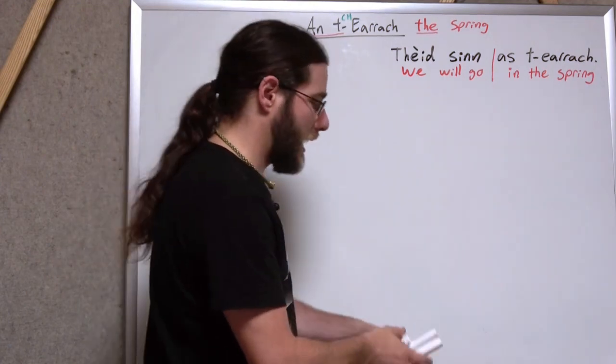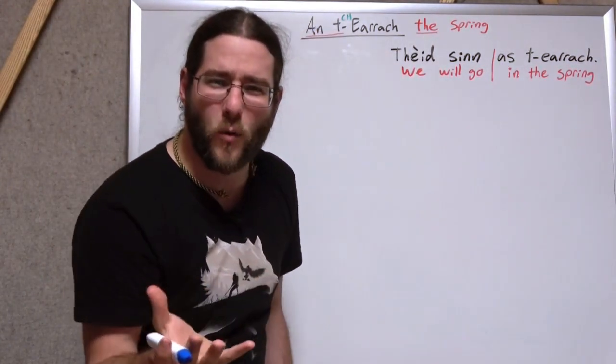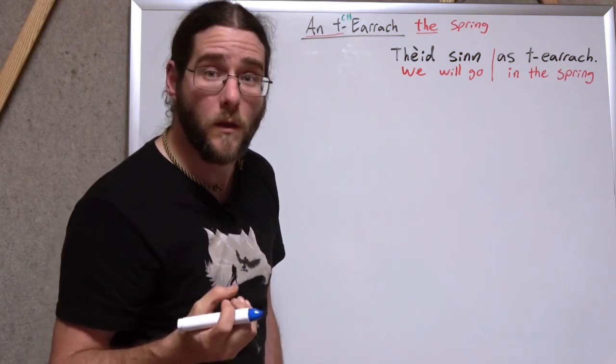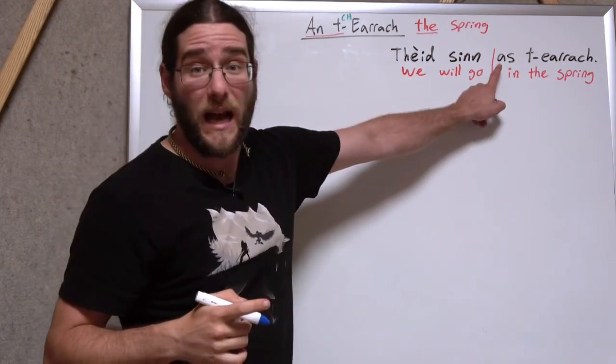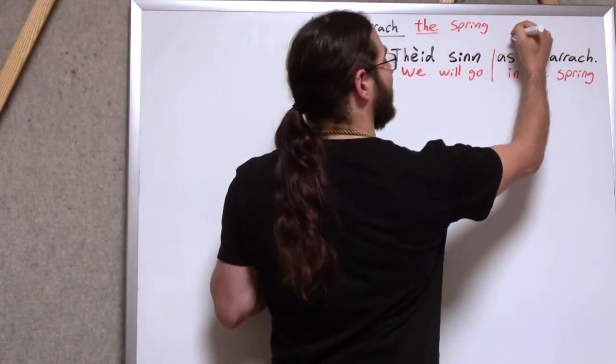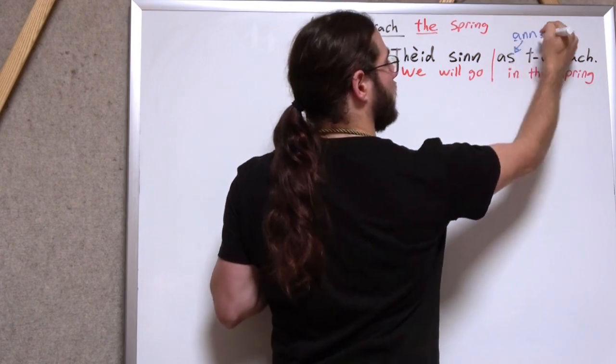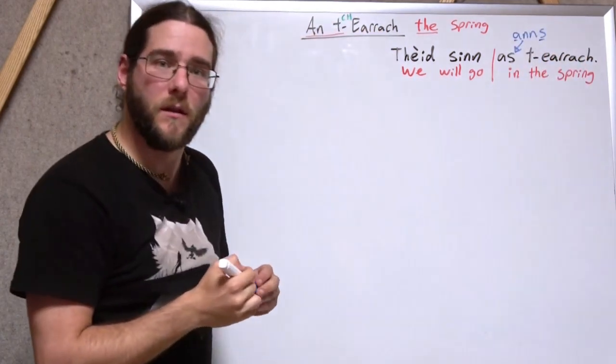Okay, as t-earrach. And what is this as? Maybe you're expecting the word an or ann. Well, that's what I believe this as is. Ann smushed together.